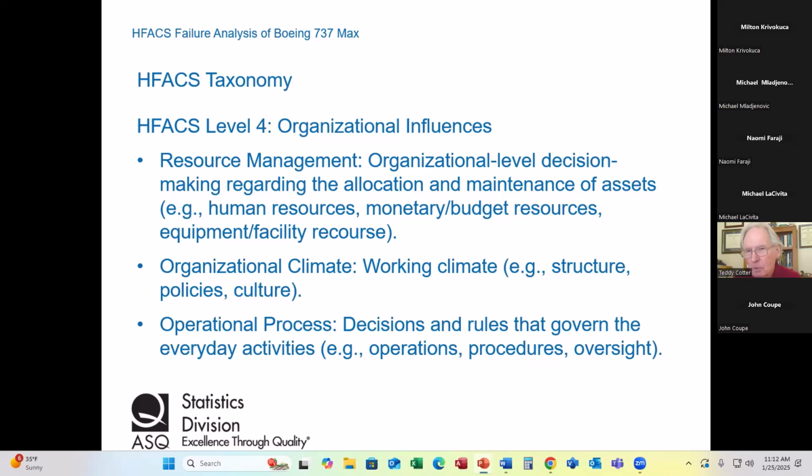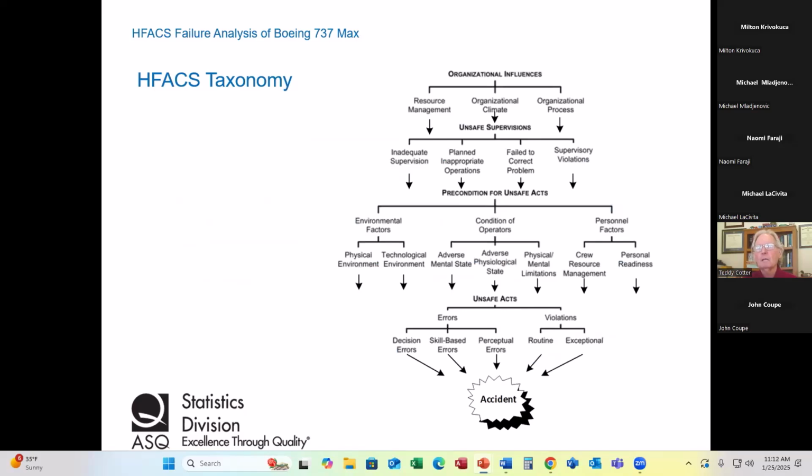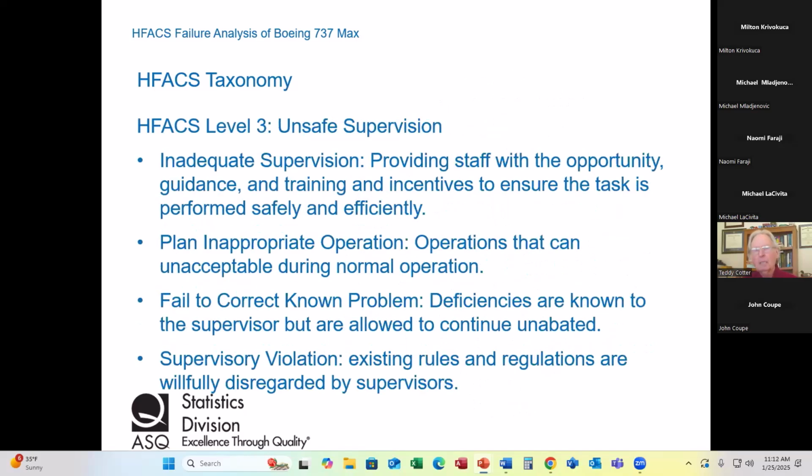Operational processes, these are decisions and rules that govern the everyday activities, and they come out of the policies. So it's not surprising that operational policies, procedures, oversight, or lack thereof is driven by the organizational climate. So that's the HFACS level 4, the top level. Unsafe supervision, the next level. Inadequate supervision, not providing staff with the opportunity, guidance, training and incentives to ensure the task is performed safely and efficiently. I should probably clarify that by saying not providing staff with the opportunities, guidance, etc.